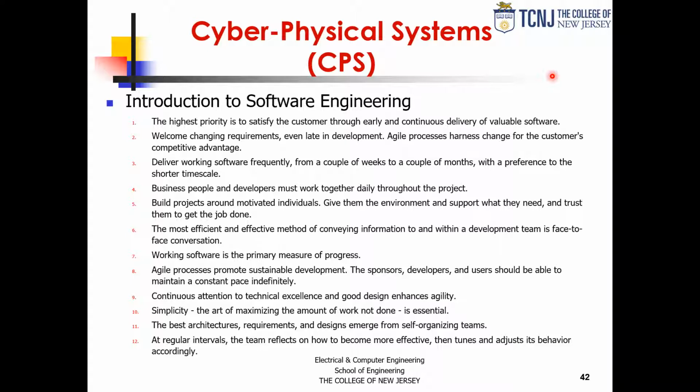Number 8, Agile processes promote sustainable development. The sponsors, developers, and users should be able to maintain a constant pace indefinitely. So again, that rhythm of development, trying to fold new requirements in the development and the release of software as quickly as is possible.